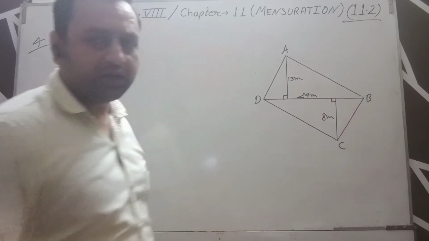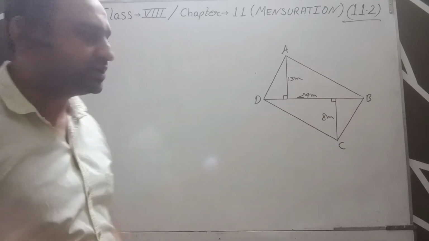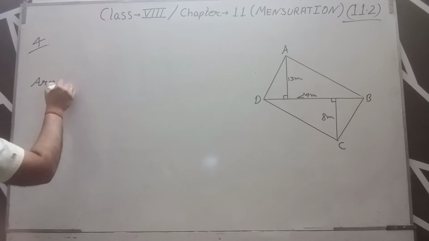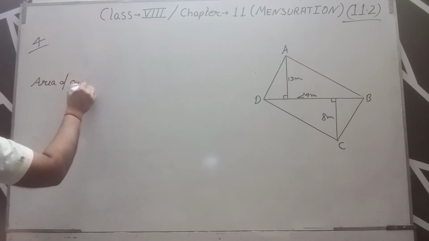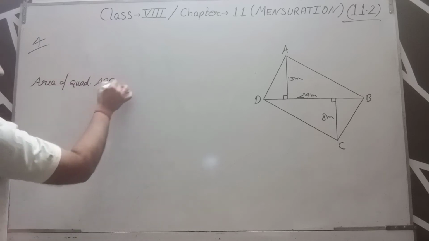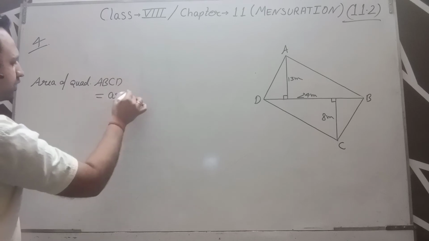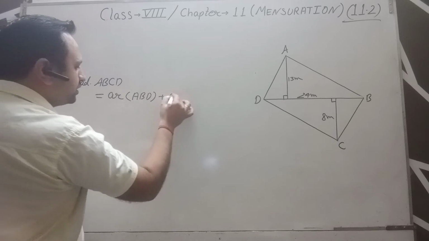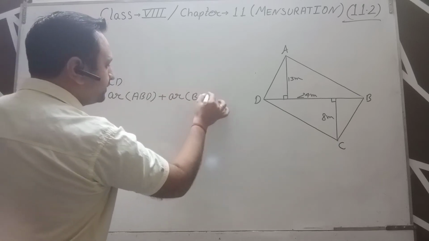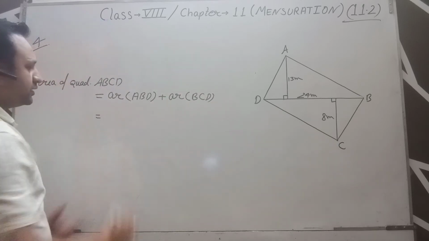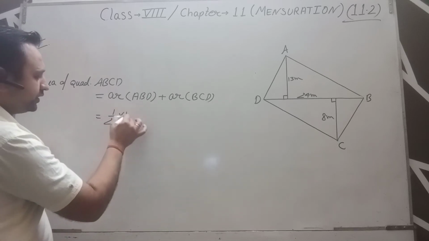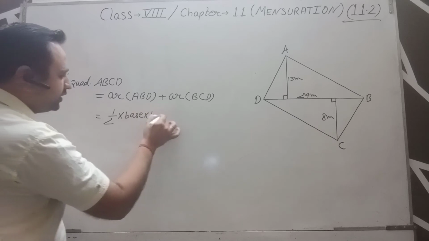And we have to calculate the area of quadrilateral ABCD. So to find the area of quadrilateral ABCD, the area of quadrilateral ABCD is equal to area of ABD plus area of BCD, and both are triangles, and the area of a triangle is 1/2 multiply base multiply height.